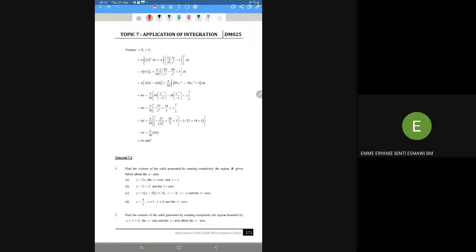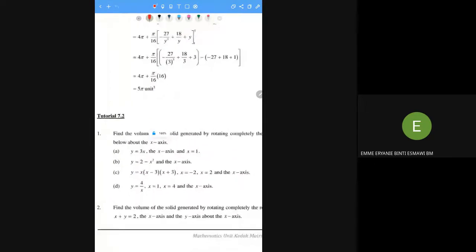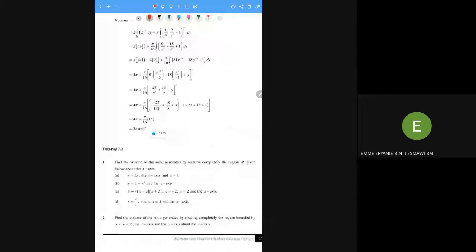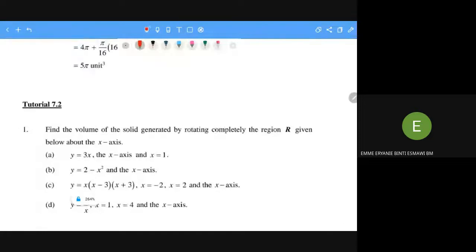So let's look at this question. Okay, so just now your friends asked about this question, 7.2. Find the volume of the solid generated by rotating completely the region R given below about the x-axis. Okay, jadi when we read the question, there must be a clue about what axis that we want to rotate it at. Whether we want to rotate it at x-axis or y-axis. Okay, so for this question, dia cakap rotate about the x-axis.